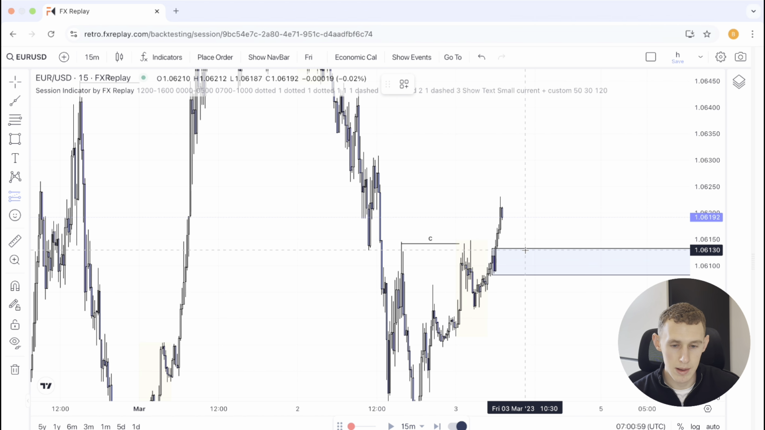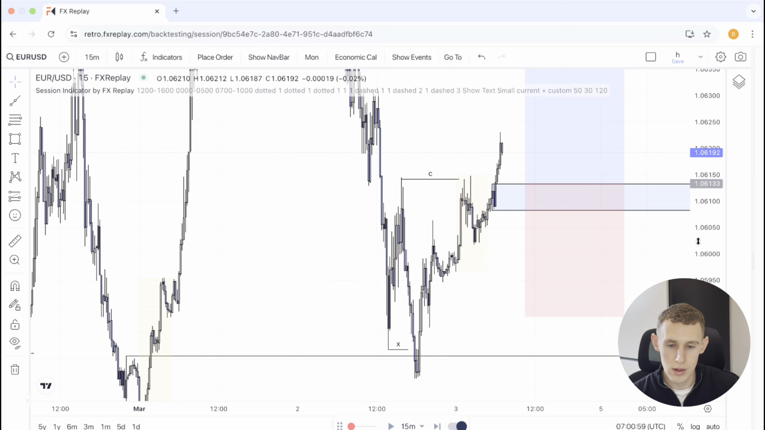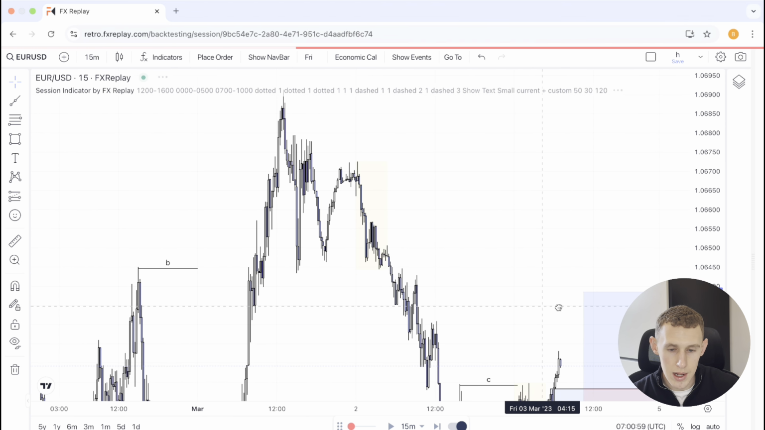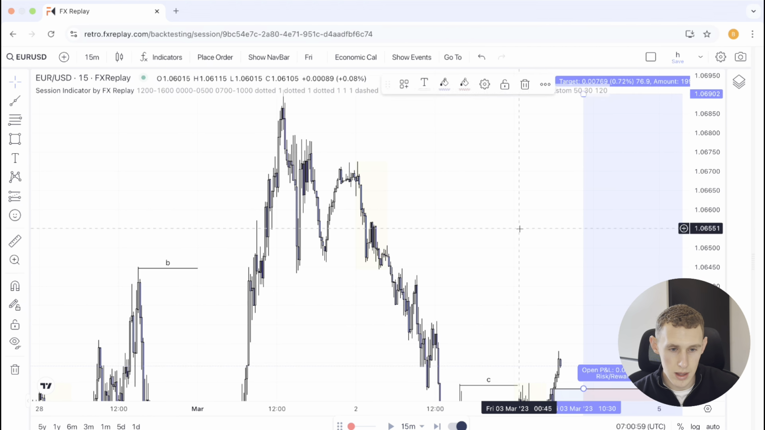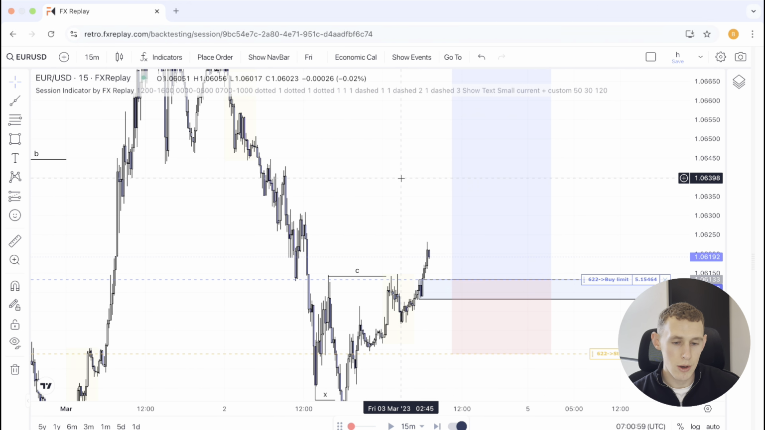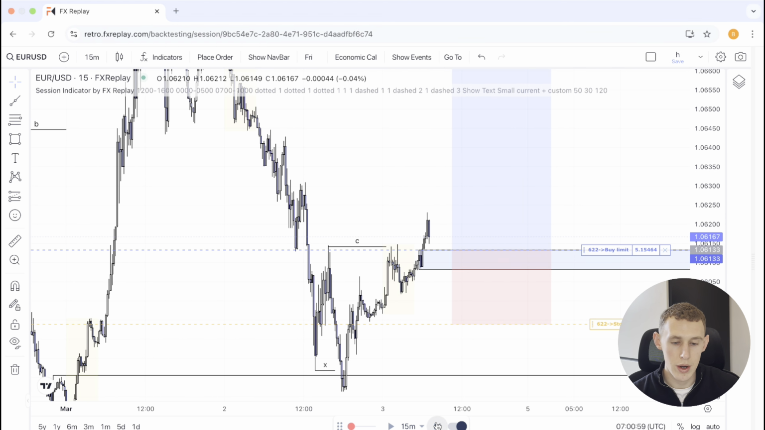I'm going to set a limit on this zone. I'm going to have stops slightly below Asia low, and I'm going to target the current trend high up there for around a 1 to 4. Again, not going for crazy risk to rewards. 1 to 3, 1 to 4 is enough.